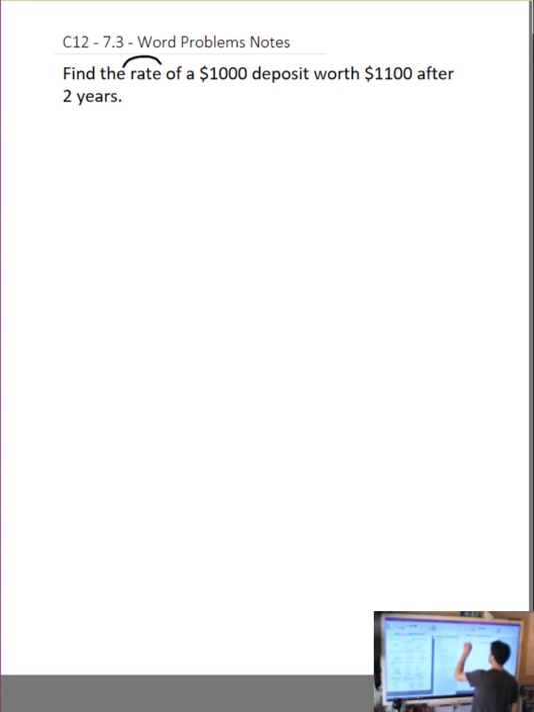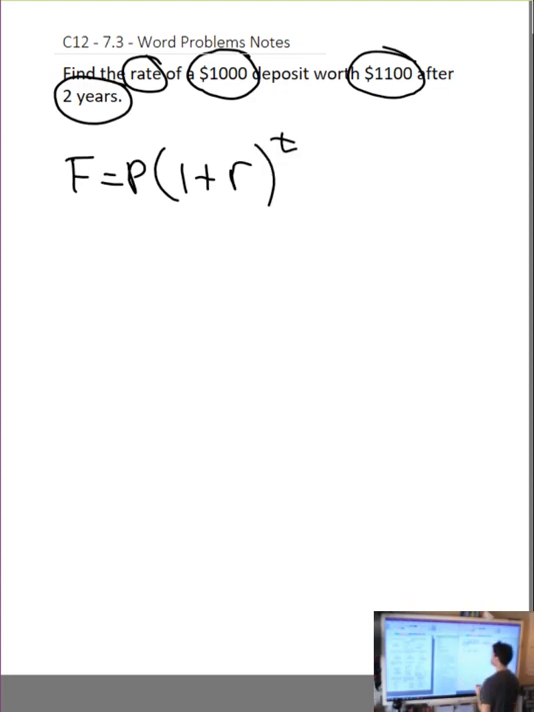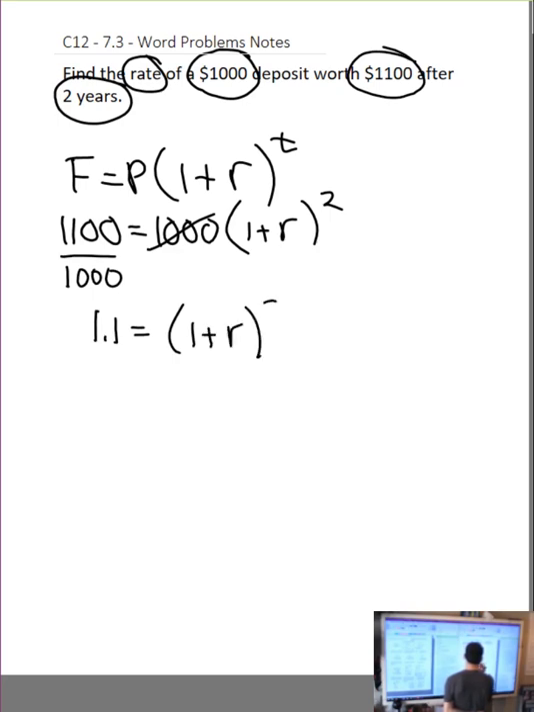Okay, find the rate of a $1,000 deposit worth $1,100 after 2 years. So again, we're working with money. Future value equals present times 1 plus the interest rate to the exponent time. So it's worth $1,100, so that's a future value. The present value was what we started as, 1,000. Now we're looking for the rate, so 1 plus r to the exponent t. Now t is 2. So I am going to divide both sides by 1,000. So 1.1 is equal to 1 plus r squared.